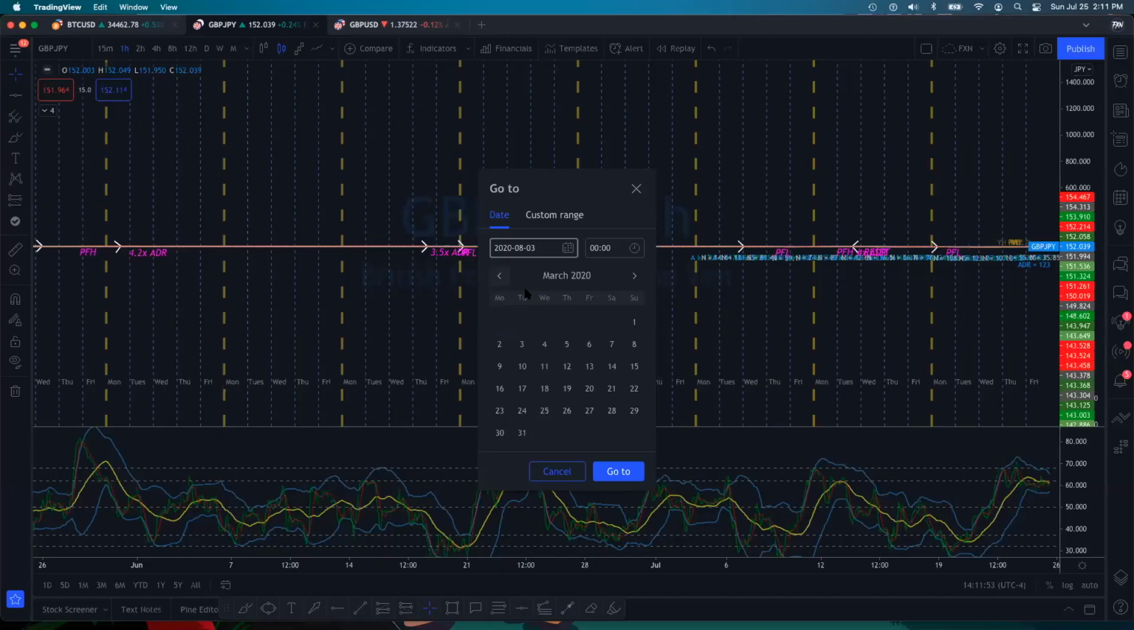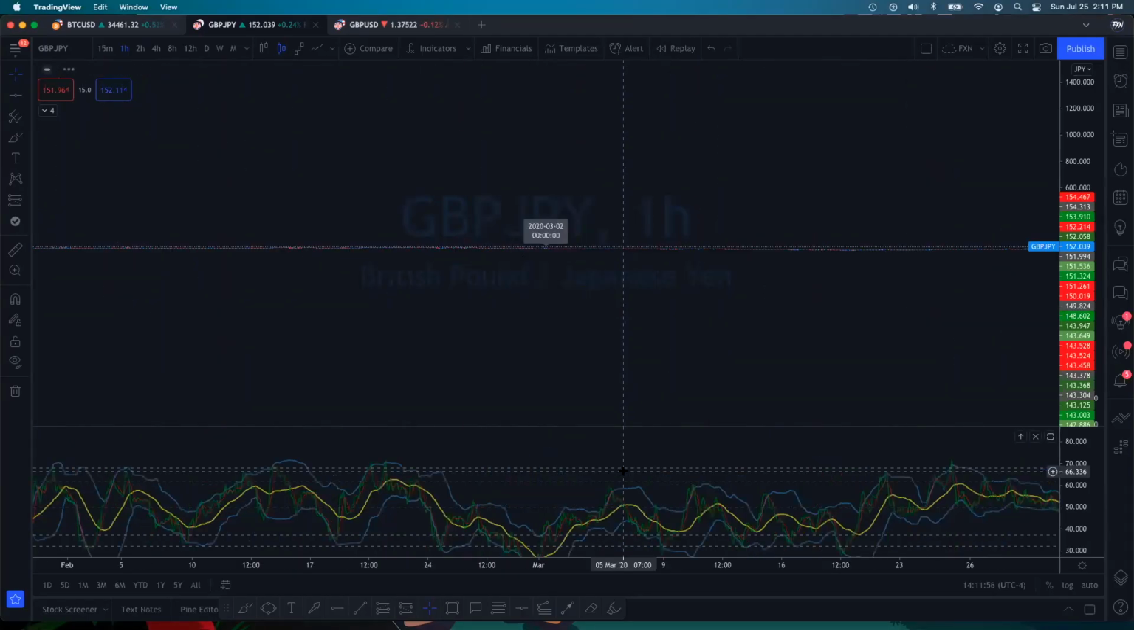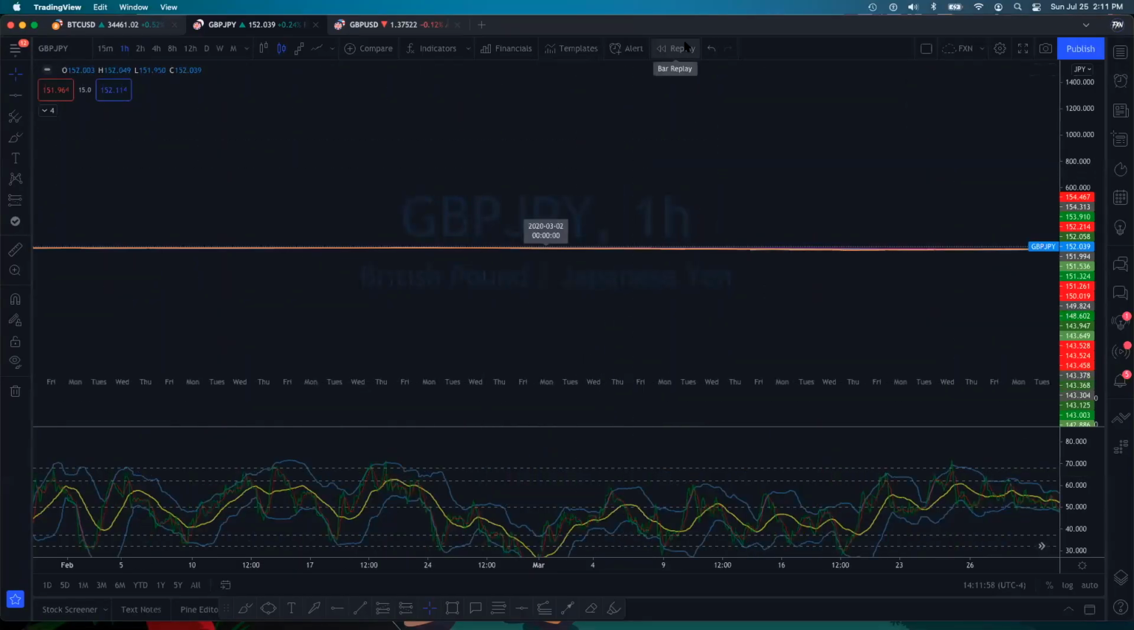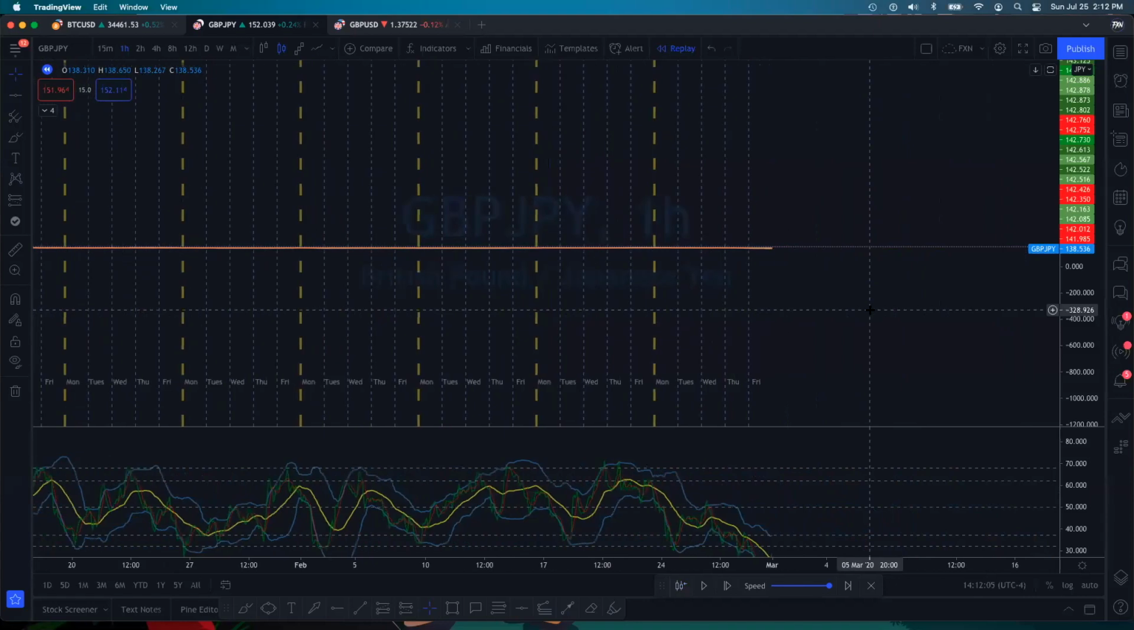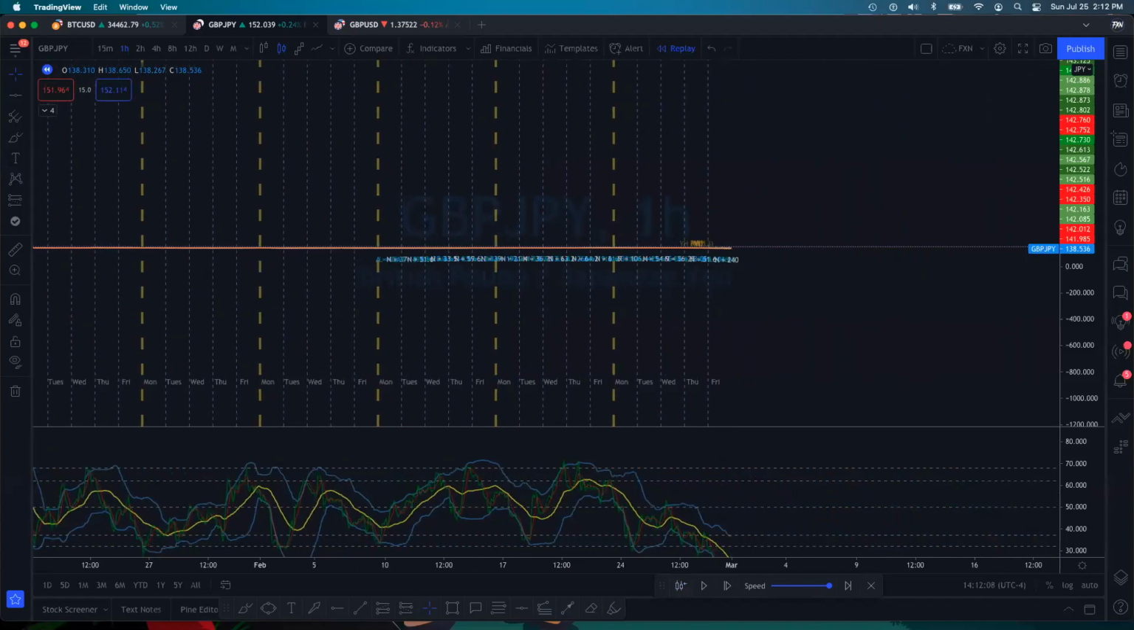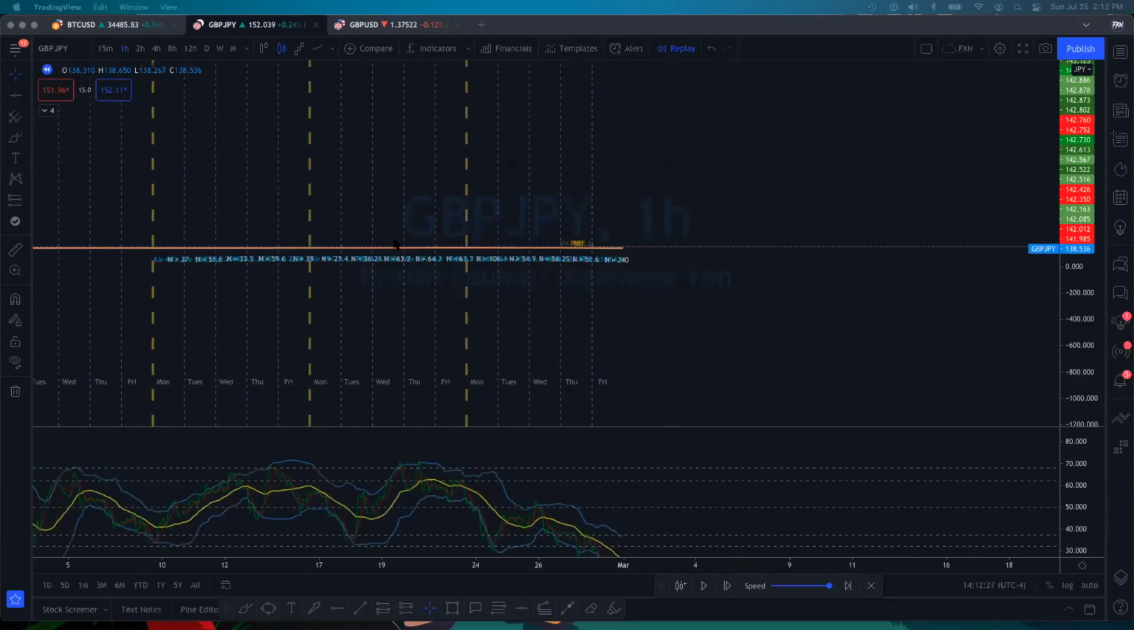Pandemic trading, love it. This is almost when COVID was starting to hit. So hopefully it won't be that bad. I think it'll be fine. Let's do it.